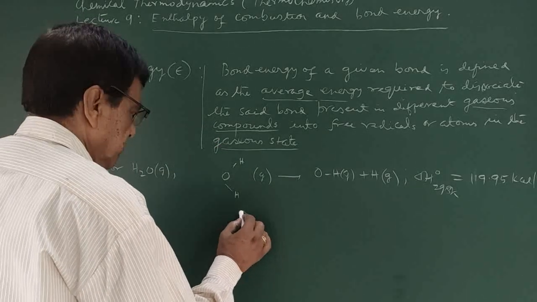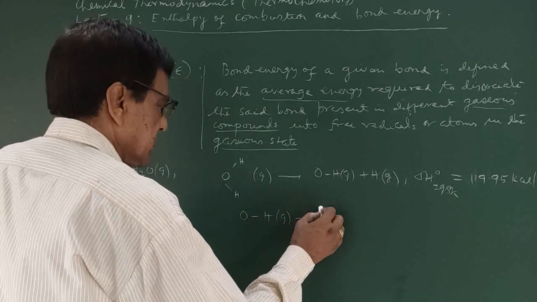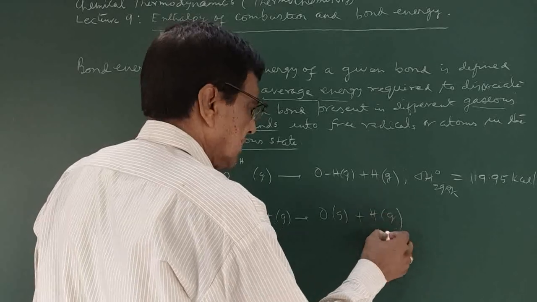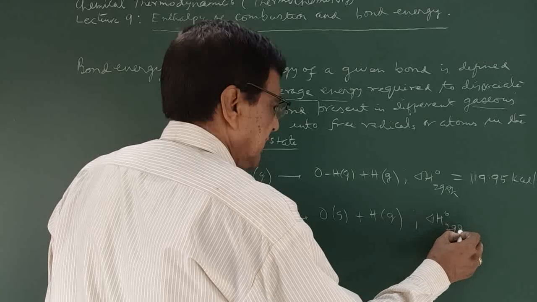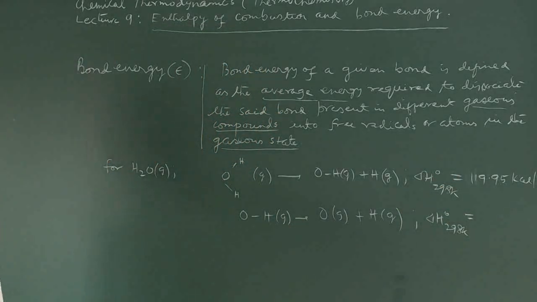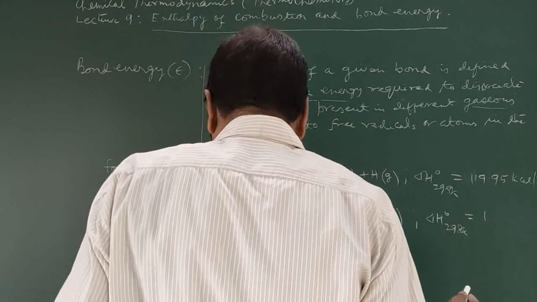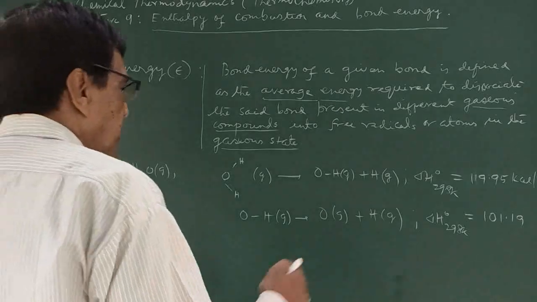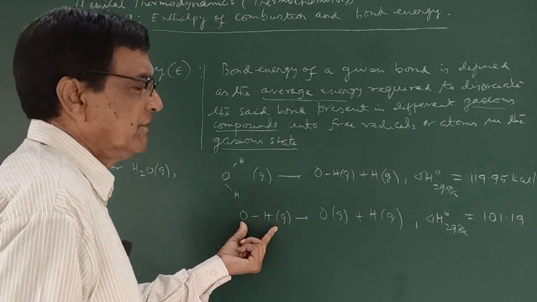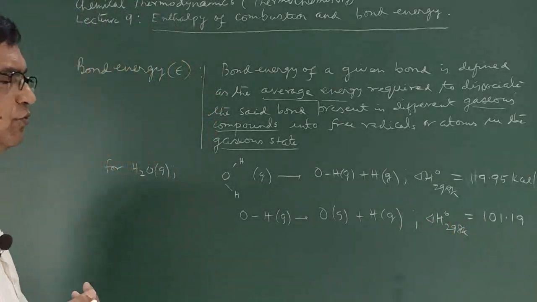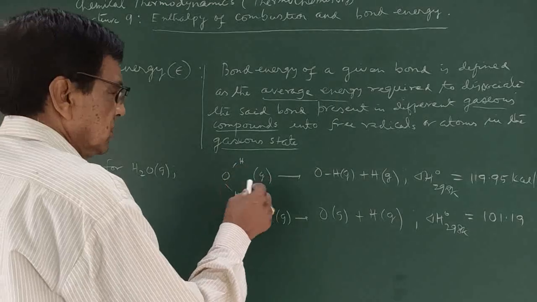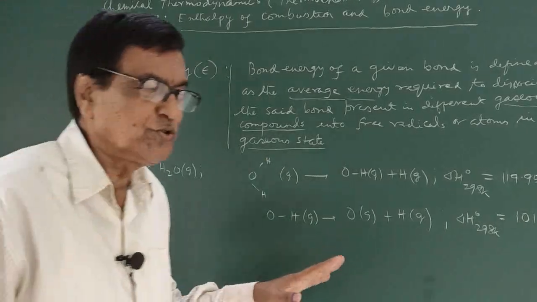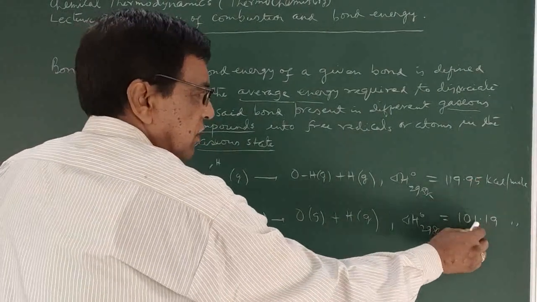And second, suppose this OH in gaseous state gives free oxygen atom and free hydrogen atom, and in this case delta H naught at 298 Kelvin will be a different value, suppose 101.19 kilocalorie per mole of this bond to be broken, and this amount of heat at constant pressure will be required. So this bond actually depends on the other part of the molecule with which it is associated. This is why the difference of this magnitude is coming.